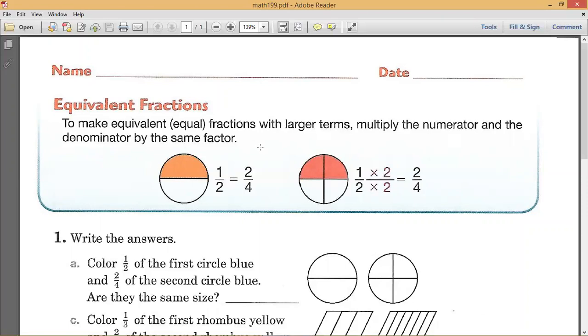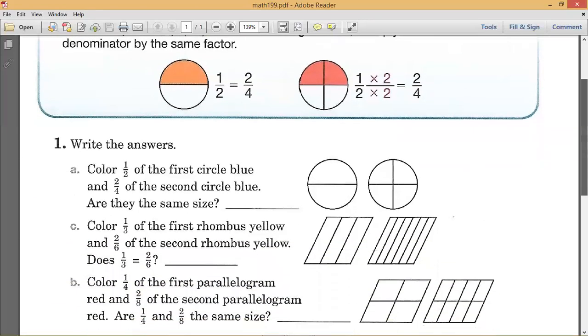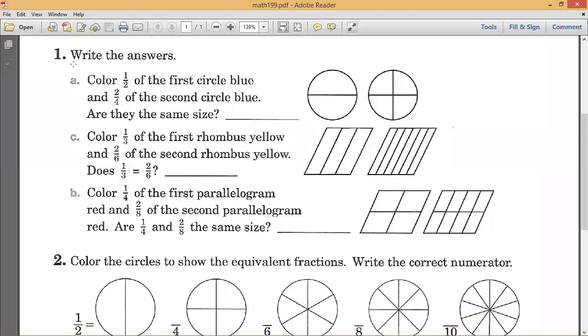But before we move deeper into this lesson, I want us to look at number one first because you have to answer this. So it says, write the answers. What are you going to do? You have to read, let's say letter A, and then simply follow what it asks of you or what it tells you to do. Follow the instructions of it. So if it tells you color one half of the first circle blue, then you have to color half of this first circle blue. And then the second circle, you have to color 2/4. Okay? And then answer the question. And the questions are answerable by either a yes or a no.